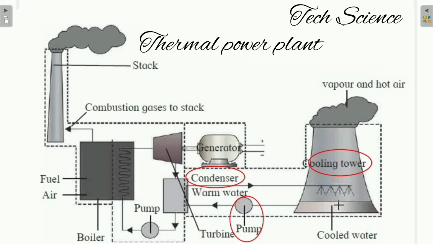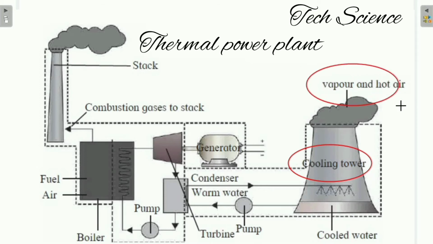And here you can see that a pump is there, which continuously circulates the water. So the water coming from the cooling tower takes the heat given out by the condenser, and the remaining steam is converted into water. Now this water is completely warm, and it moves again into the cooling tower, where it releases the heat in the form of vapor and hot air, and the water gets cooled, and this process goes on.